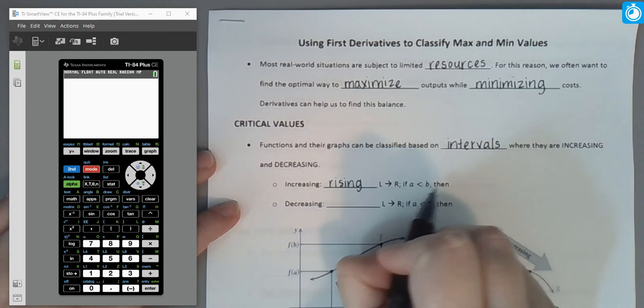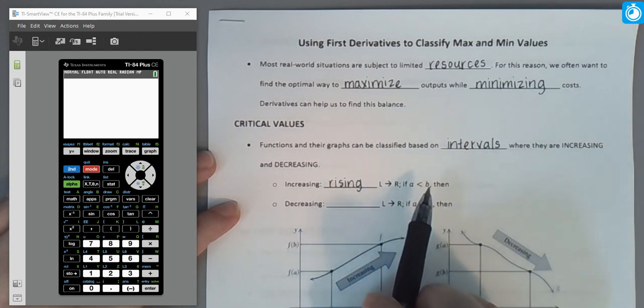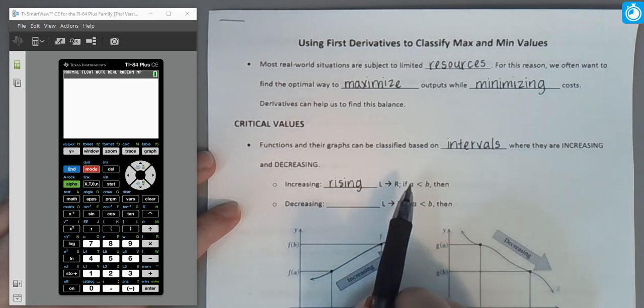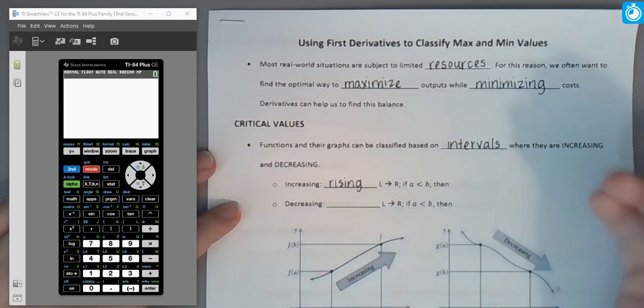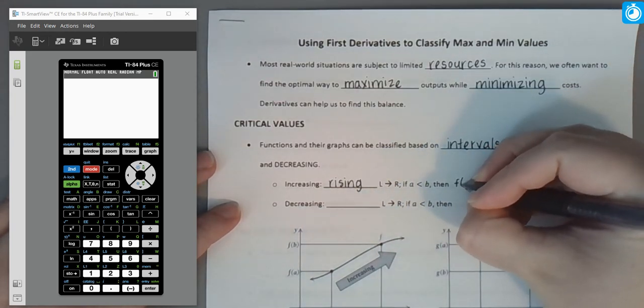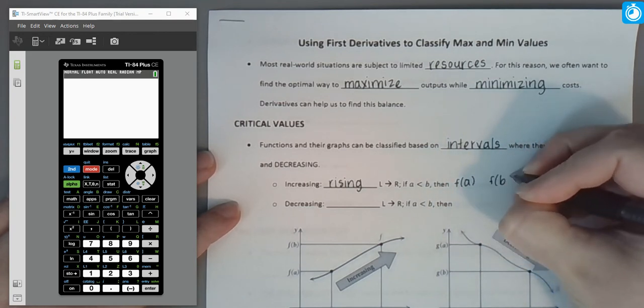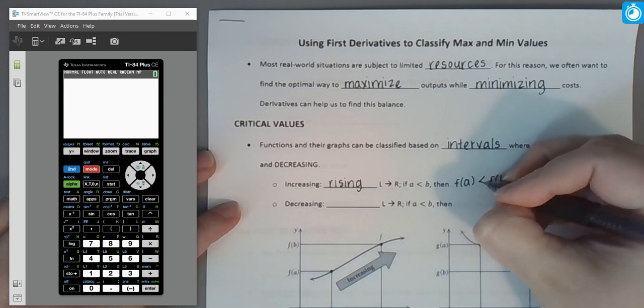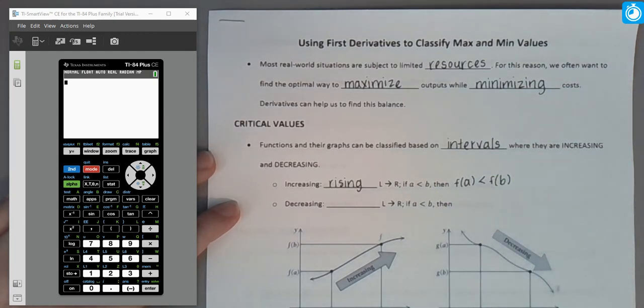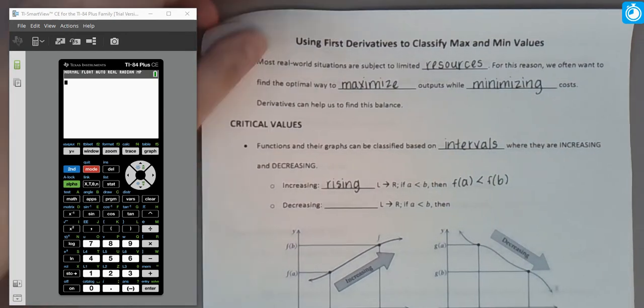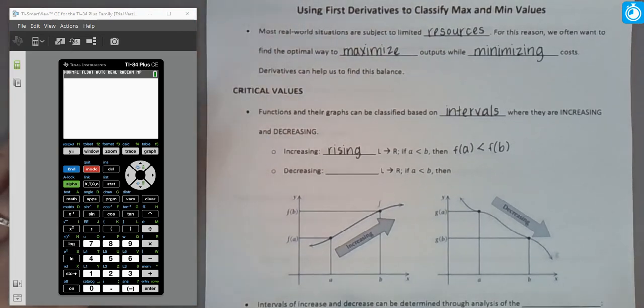From a more formal standpoint, if a and b are two x values, two values within the domain of our function, where a is less than b, then we can also say that the function values associated with a and b are such that f of a is less than f of b. Let me pull it up so you can see the whole graph. We have two x values within the domain of our function, a and b. Notice again that a is less than b.